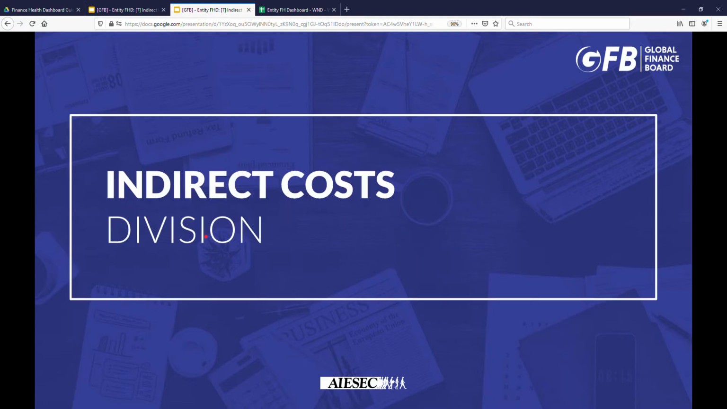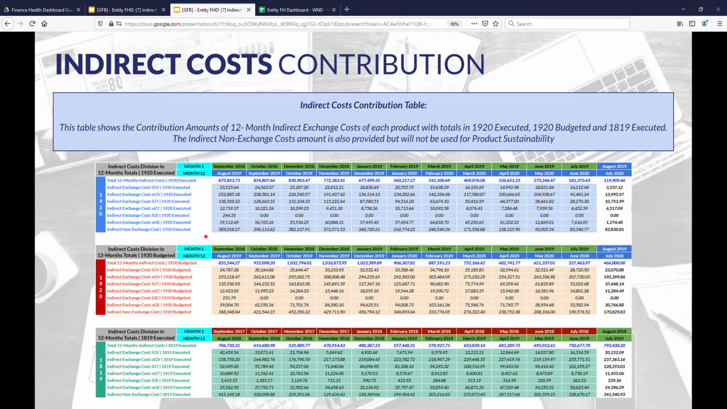Calculating indirect exchange costs. First, you will see this indirect cost contribution. It already has the results of everything, with the breakdown of the total 12-month indirect costs per product. There's also the non-exchange cost, just to show how much would be put to non-exchange costs. But we don't use the non-exchange cost for product sustainability at all, because we just want to focus on product sustainability.